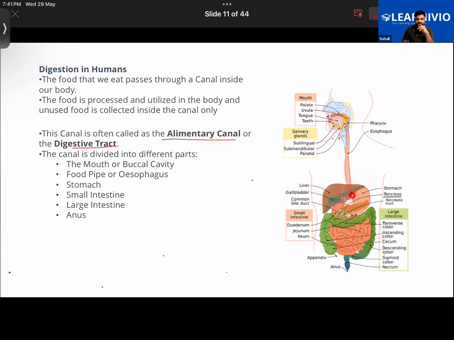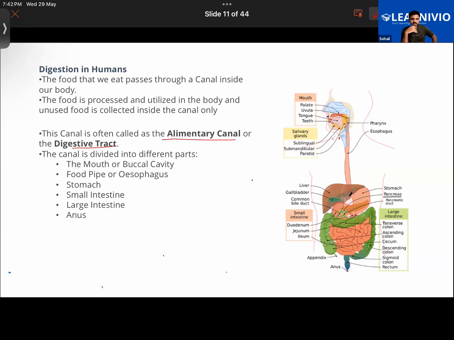Further, in the case of the stomach, small intestine, and large intestine, we will find that necessary enzymes and chemicals will be released, which will help in the breakdown of food. So in the food pipe, no chemicals or enzymes, nothing is released. It's basically acting as a pipe through which food passes from the mouth to the stomach. Is that clear to everyone?